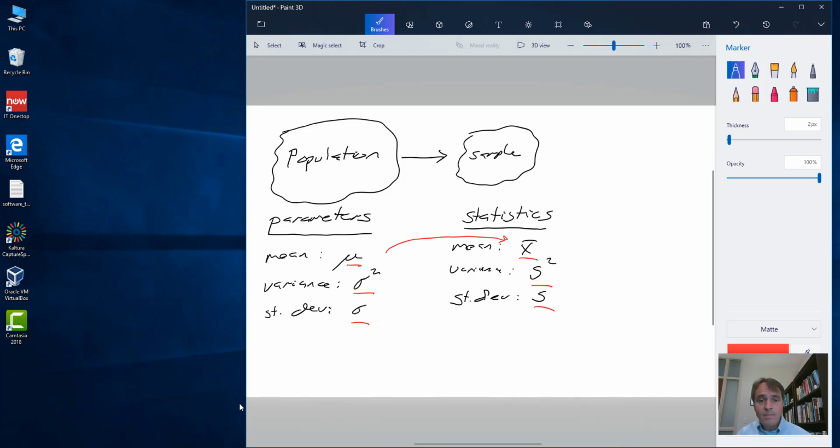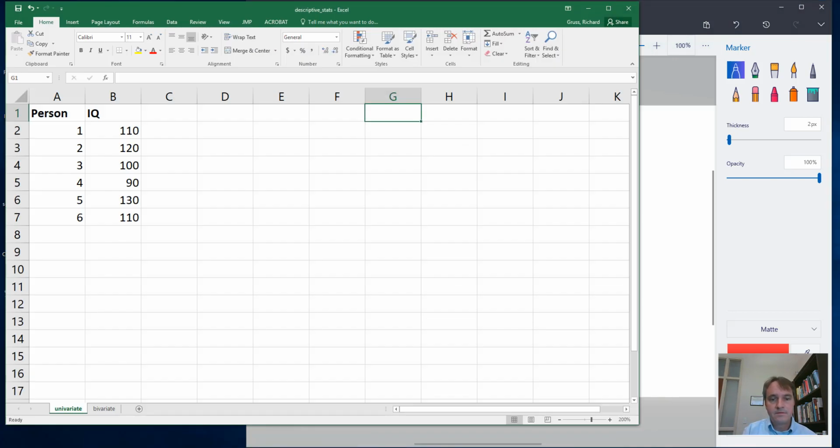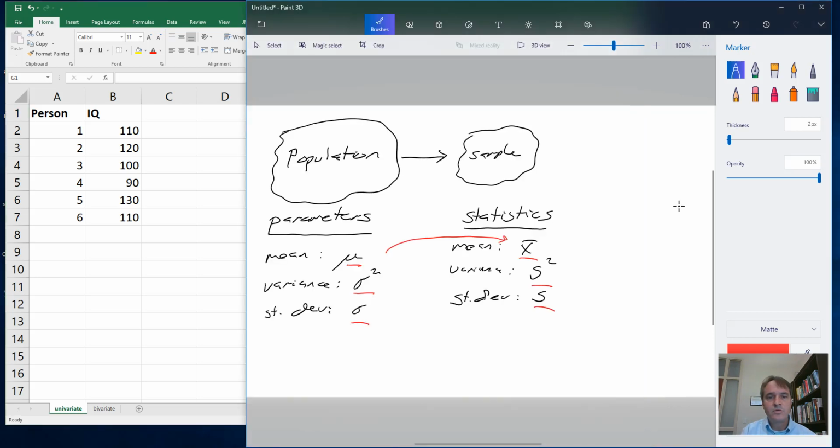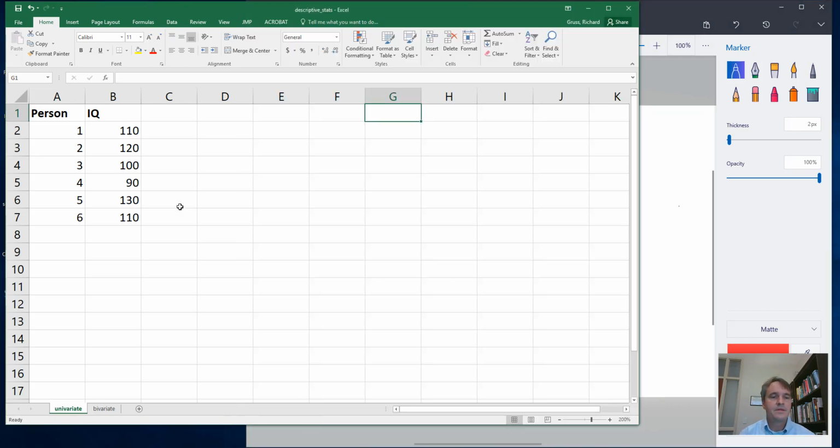Okay, so let's take a look at computing some statistics. So we've got here in this Excel worksheet a set of observations about IQ. We've taken a sample of 6 people, and we've got IQ measurements for each of them. So we're interested in knowing some things about the population. Now, with a sample this small, we're probably not going to get a good approximation, but this sample is just meant to demonstrate how to take some of these calculations.